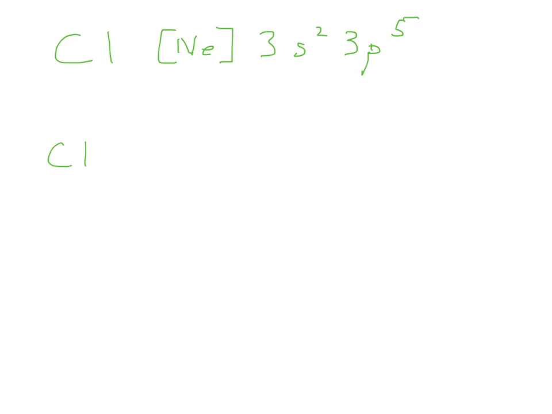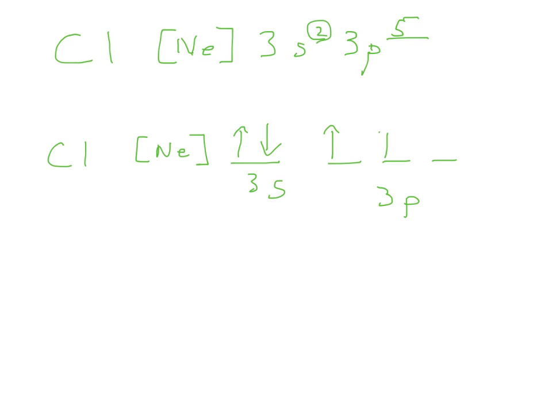So its orbital diagram would have to be neon, 3s, 1, 2, 3, 3p orbitals, 2 electrons in my 3s2, so 2 arrows pointing opposite directions, 5 electrons in my 3p. These 3p orbitals all have the same energy, so I'm going to place 1 electron in each before I double back. I'm now out of empty orbitals, so now I have to double back and share.